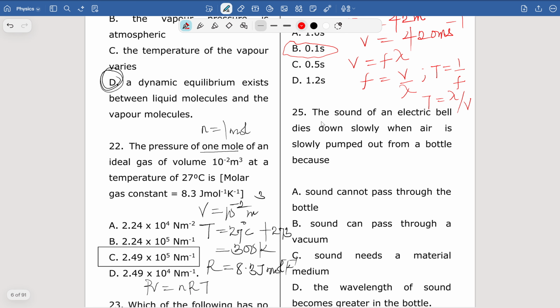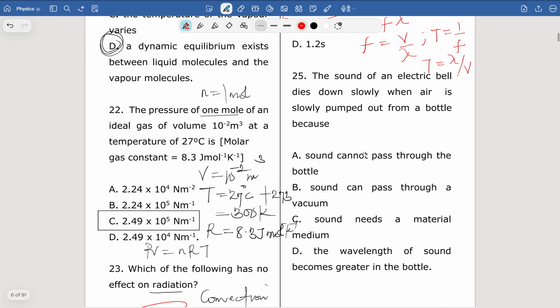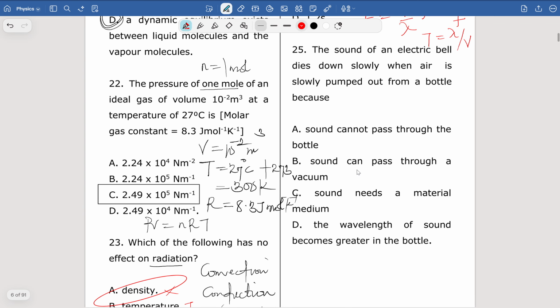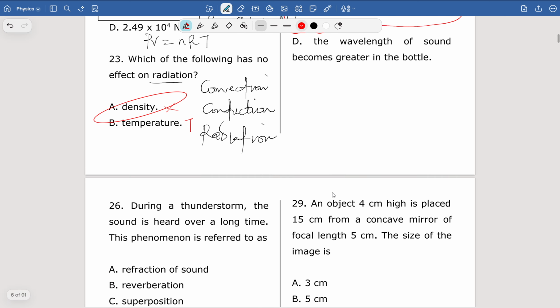In fact, the sound of an electric bell dies down slowly when air is slowly pumped from a bottle, because, option A, sound cannot pass through the bottle. B, sound cannot pass through a vacuum. C, sound needs a material medium. And D, the wavelength of the sound becomes greater in it. So obviously, they say when air is fully pumped out from the bottle. It definitely tells you that air is actually the material medium that is causing the sound to occur. Most likely, you have this option as your best answer. So sound needs a material medium.